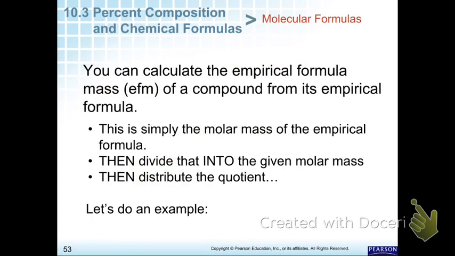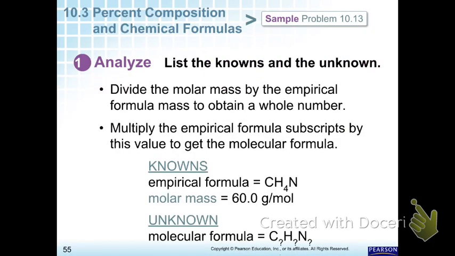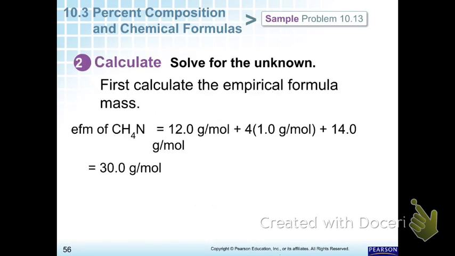Let's do an example. Okay. Calculate the molecular formula of a compound if the molar mass given is 60 grams per mole and the empirical formula is given as CH4N. Okay, so the first thing that we have to do is calculate the empirical formula mass. This is just telling you what you know and what you don't know. So calculate the empirical formula mass. First step.